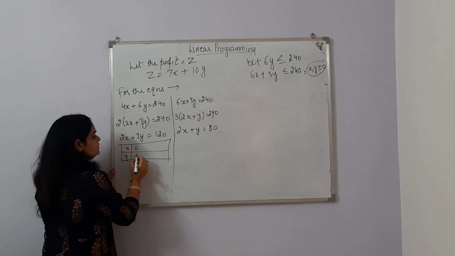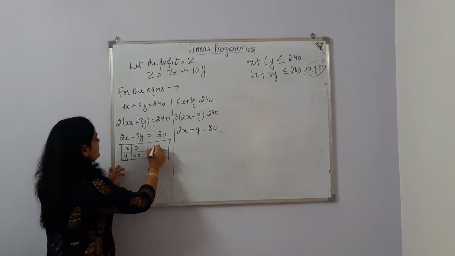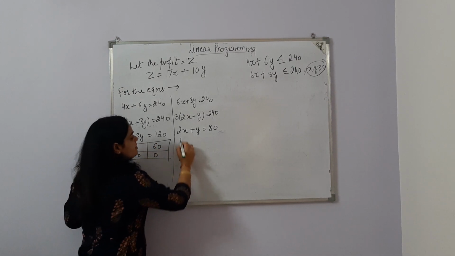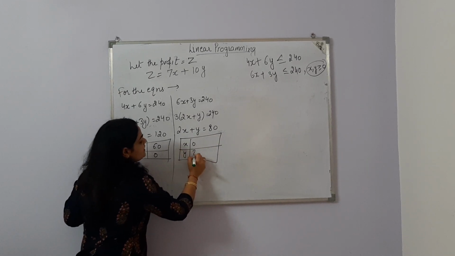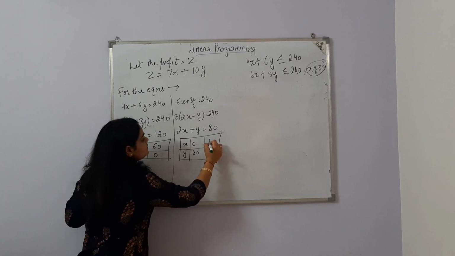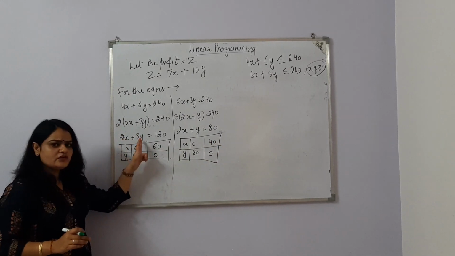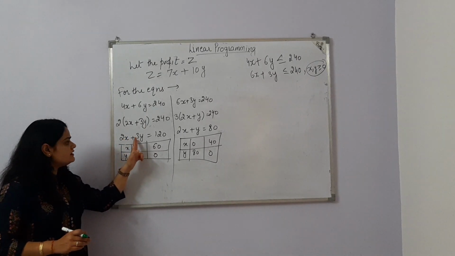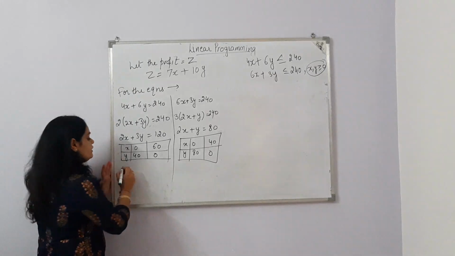If x is 0, then y is 40. If y is 0, then x is 60. Here, for the second line, if x is 0, y is 80. If y is 0, then x is 40. Here we can substitute the 0, 0 point, because after substituting, 0 equals 20, which is not possible. That means 0, 0 is not lying on the line.